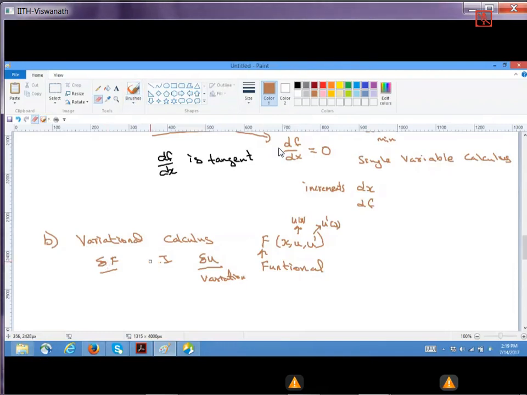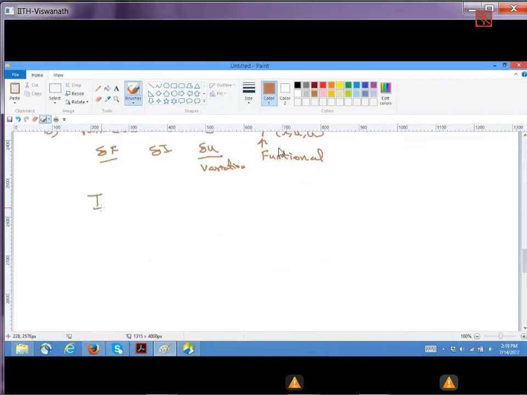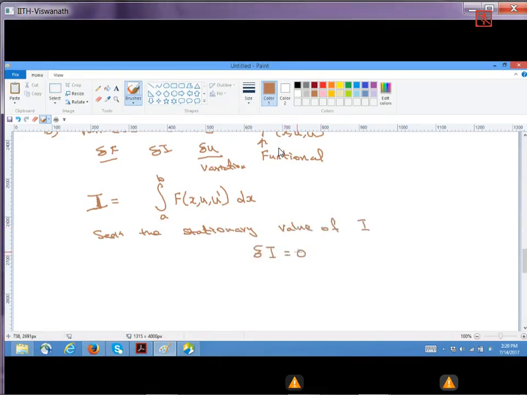Okay, so now let us see. If I define my I as a functional, an integrand integrated from a to b, f of x, u, comma u dash x, defined as some integrand, some potential function, and you need to seek the stationary value of I. That will come when delta I equals 0.